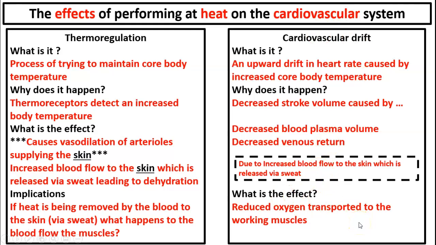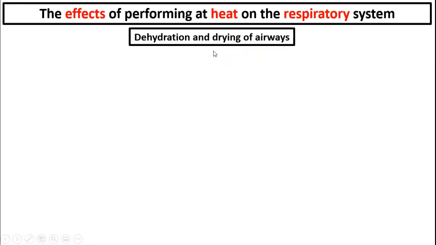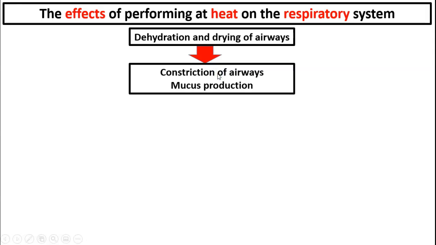So now let's have a look on to our next slide and start to consider what might happen when exercising at heat on the respiratory system. So when we perform at heat, it has an initial effect on our respiratory system, and it's directly linked to dehydration and the drying of our respiratory airways. Now, when we are dehydrated, when our airways dry, this has a knock-on effect: there is a constriction of the respiratory airways, and because of the dehydration and the drying of the airways, it will lead to mucus production.